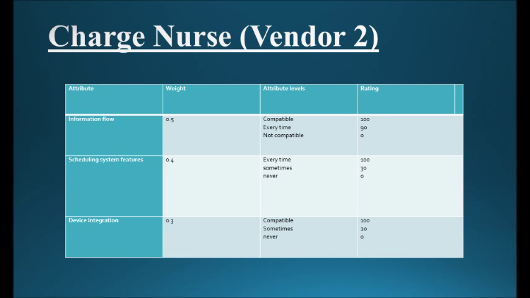Another expert was the charge nurse. Her preferences on information flow, scheduling system features, and device integration: you can see that information flow is important to her, which was 0.5. Scheduling system features was 0.4, and device integration was 0.3 to her. She used the scale from 0 to 100 for the weight, 0 being poor and 100 being excellent.